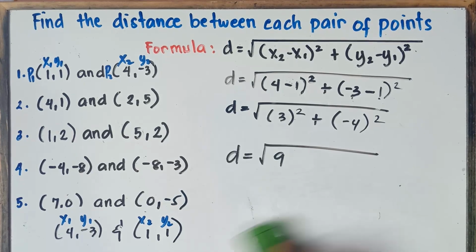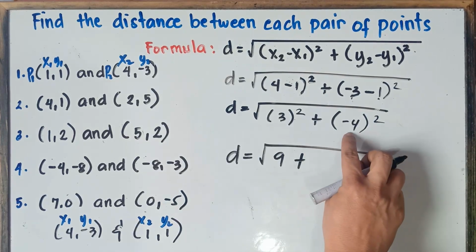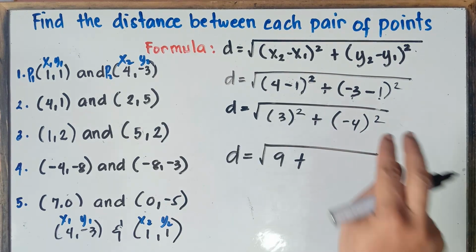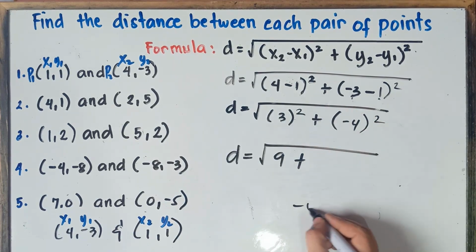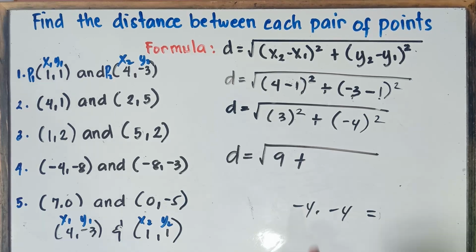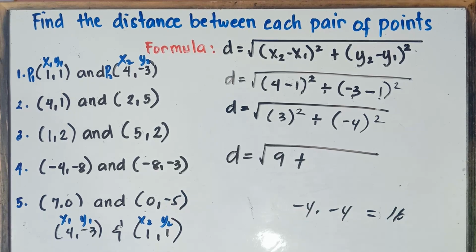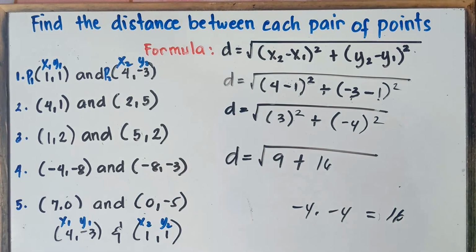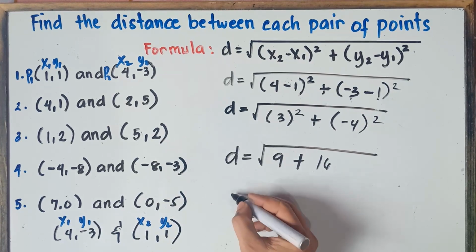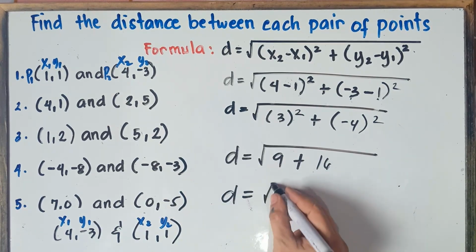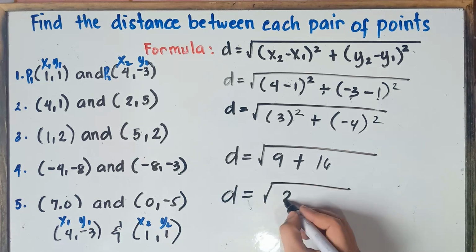So that would be 9 plus, and then negative 4, quantity squared, means negative 4 times negative 4. Negative times negative is positive, 4 times 4 is 16. So this will be positive 16. Alright, and then simply add this one. So copy square root, 9 plus 16, that would be 25.